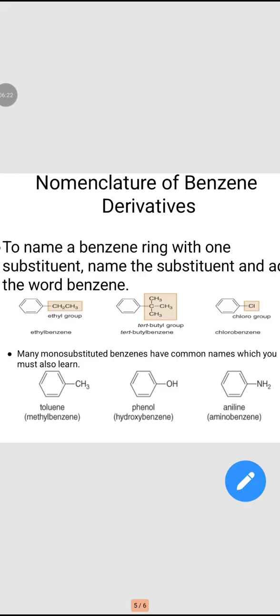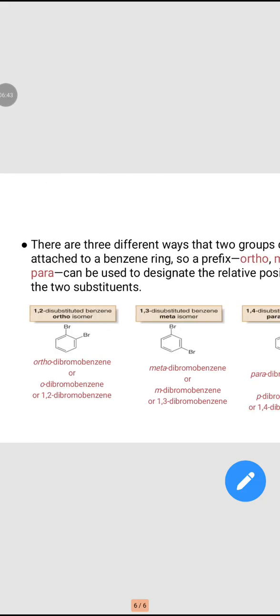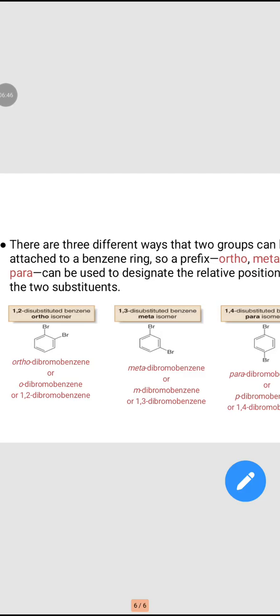Some monosubstituted groups attached to benzene are called by common names. For example, the CH3 group gives toluene, the OH group gives phenol, and the NH2 group gives aniline. Then there are three different ways that two groups can be attached to a benzene ring.